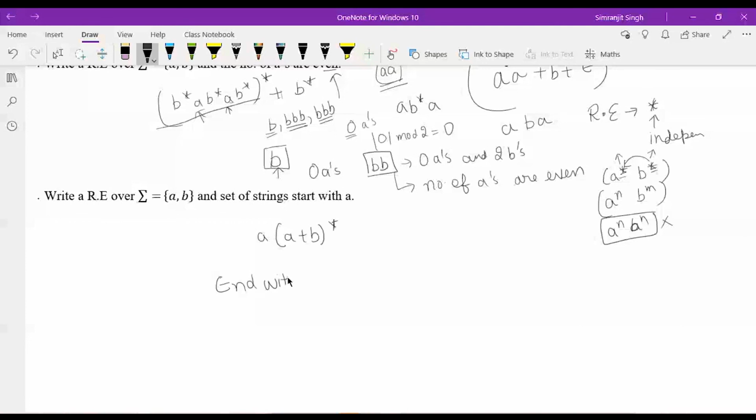Okay, so Mayank has got a different one. Let me try it. A star, B star, A star, B star. Because it is starting with A, Mayank, I don't think you got the right one, because to start with A you have to make the A permanent. If you write a star on it, it is not permanent, so it can start with B also. So B is also in the language, that should not be the case. Okay, Mayank has got the right answer.